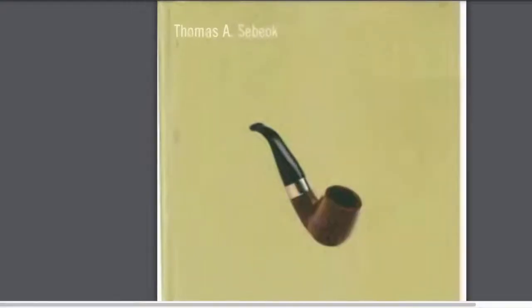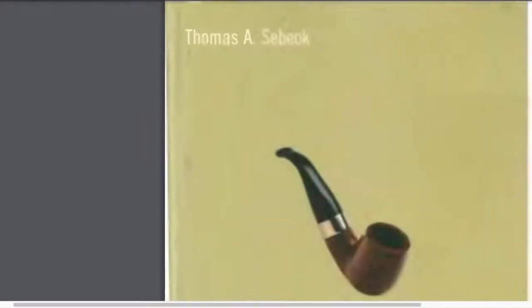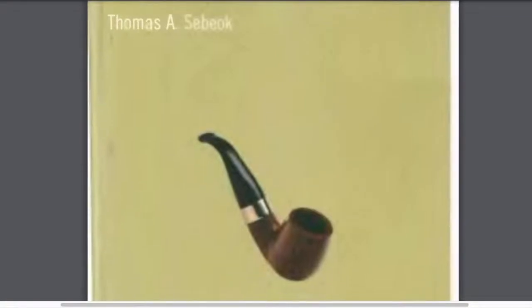I like the idea that Thomas Siebeck is just your typical philosopher of the day, smoking a pipe. So it's a really nice image there to leave with.